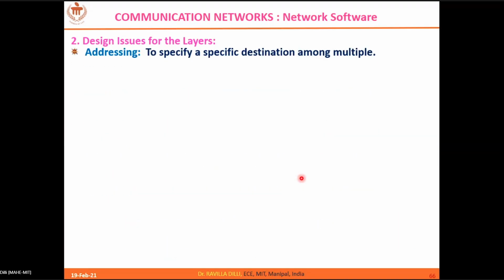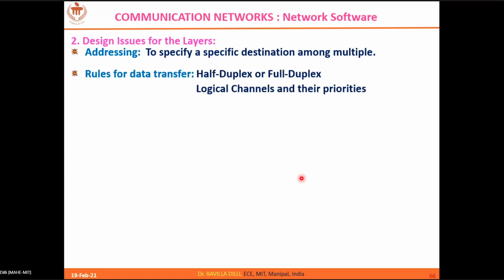So now coming to the design issues, when you are designing these layers, what are the different issues? The first one is addressing. How are we going to address individual nodes in the network? What is the format that you use? How exactly are you going to address your computer or mobile? Can someone answer? In the network, how is your device addressed?